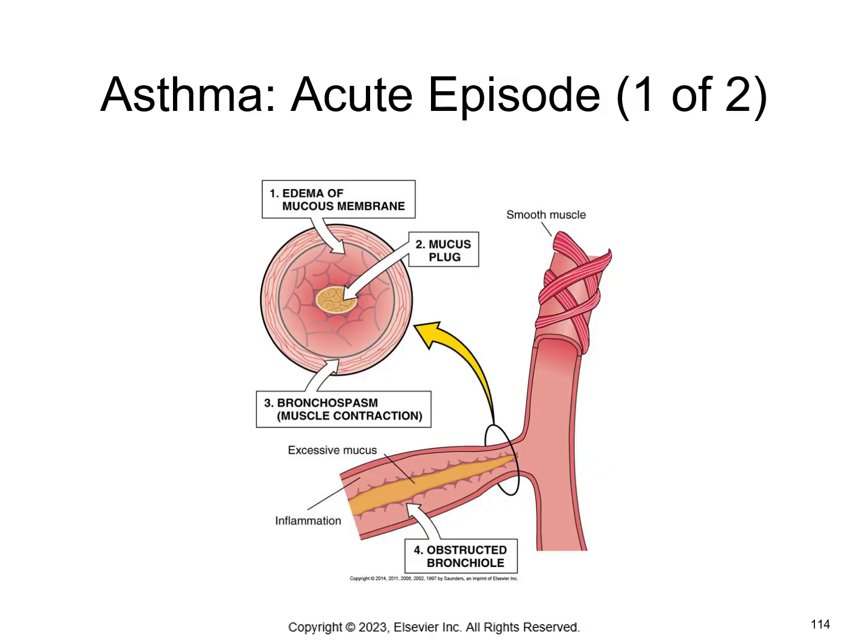So this picture is showing you that acute episode where we have edema of the mucosa that forms that mucus plug. Bronchospasm occurs here. We have the production of excess mucus, and the bronchioles become obstructed because of that and inflammation.